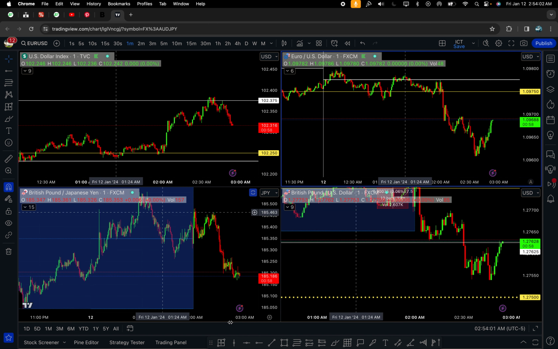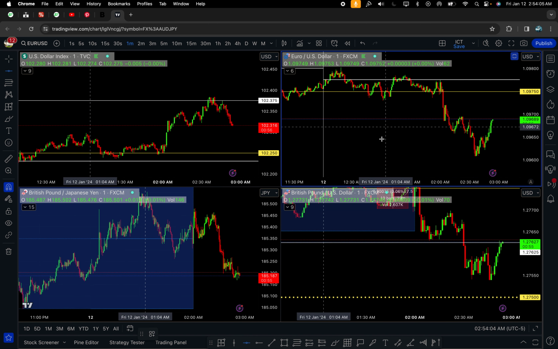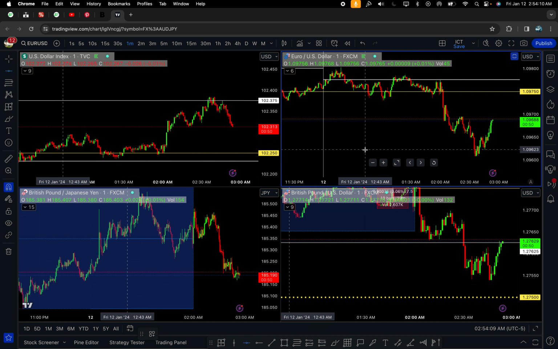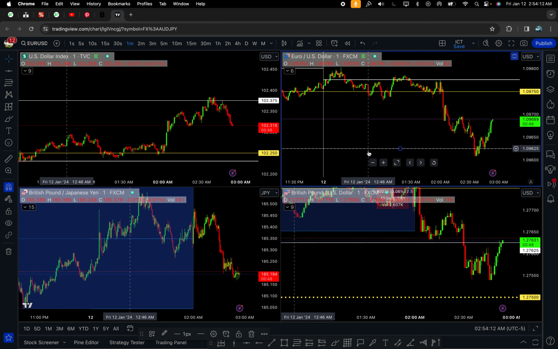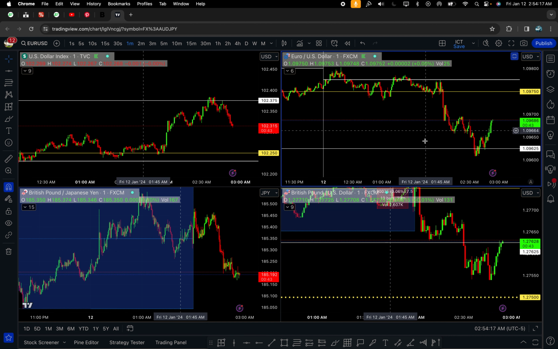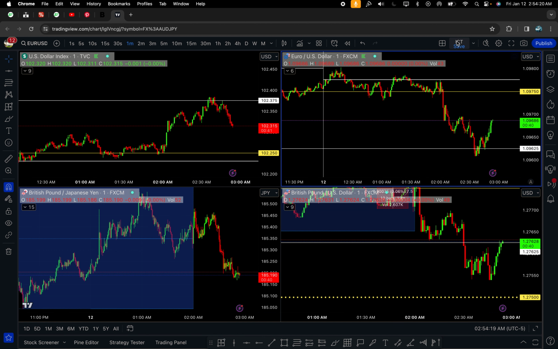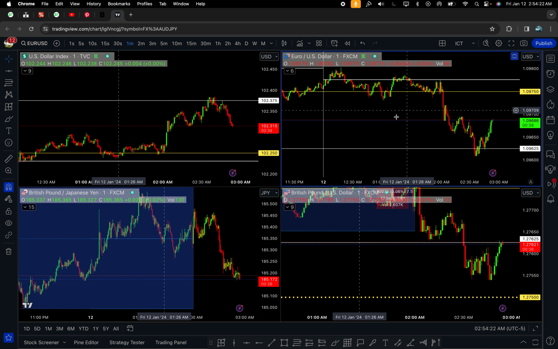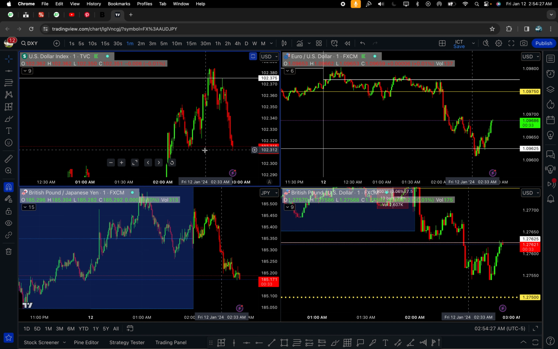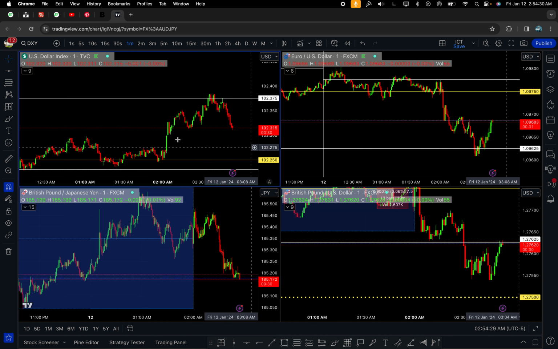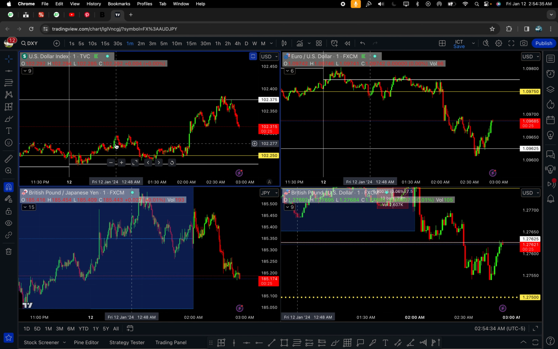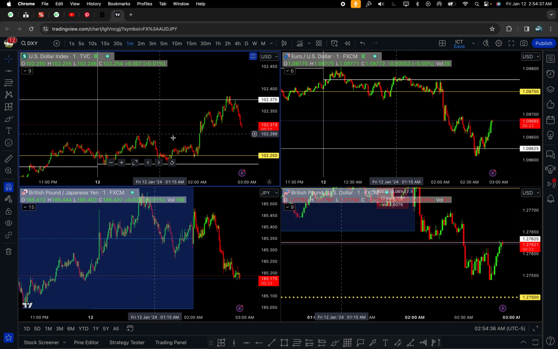There's a level I do not have drawn on here for the euro, and that is the 625 level. That's a half quarter. Okay, looks like we just pierced that. There's like a gap here, and then also this range right here.